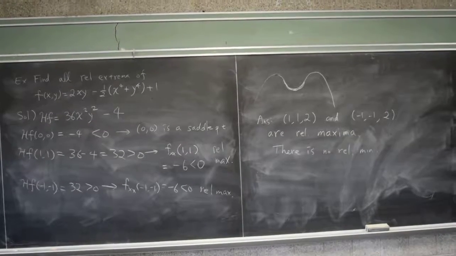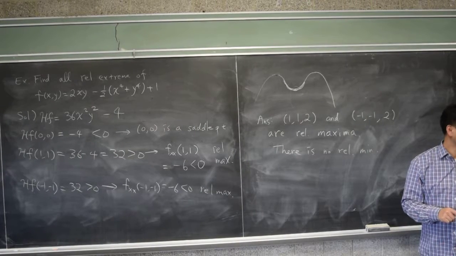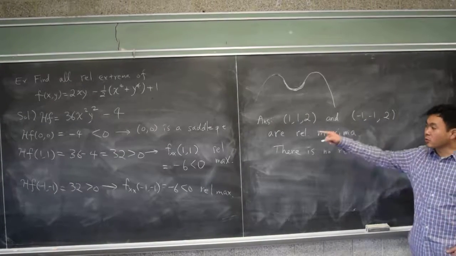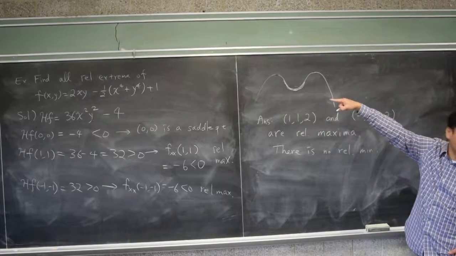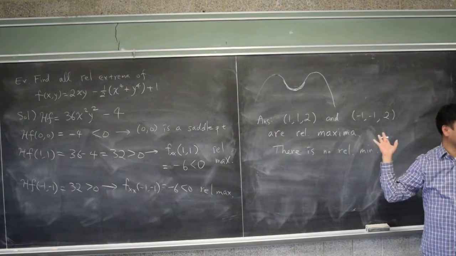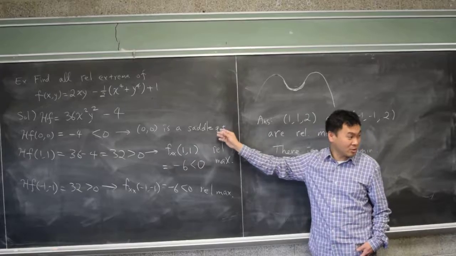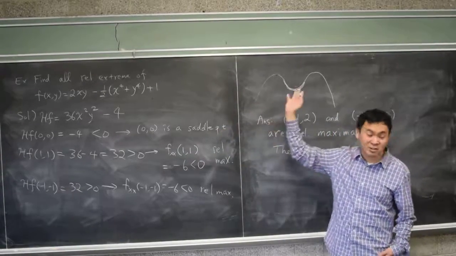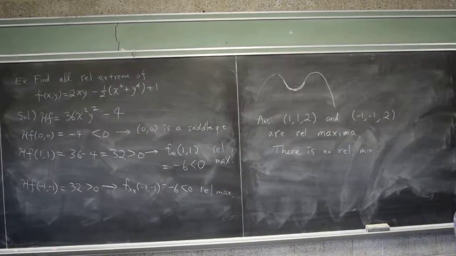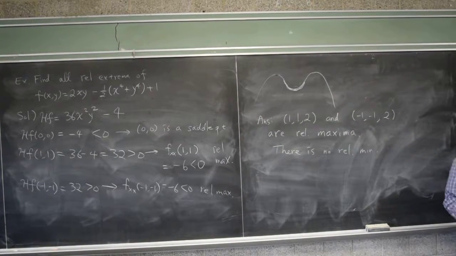Oh, Professor. Yes. Would you have to include 0, 0? No, 0, 0 does not count. The question says find all relative extrema. Sometimes I say find all critical points and figure out the nature of the critical point by using the second derivative test. In that case, you should also include this. But for this question, I said just find all the relative extrema. So you just say that it has 2 relative maxima and no relative minimum.